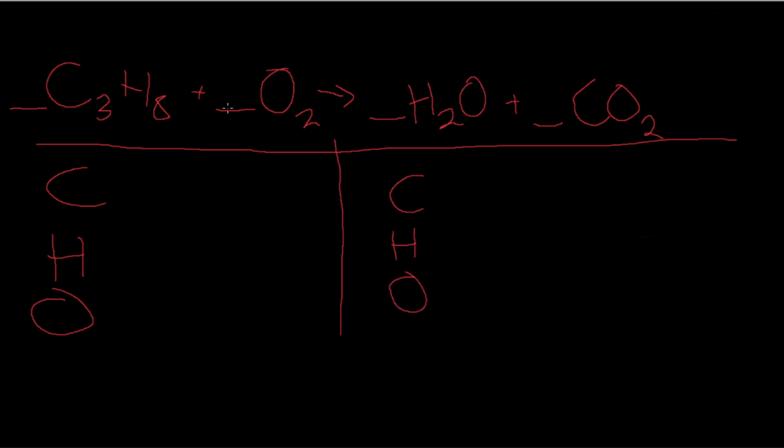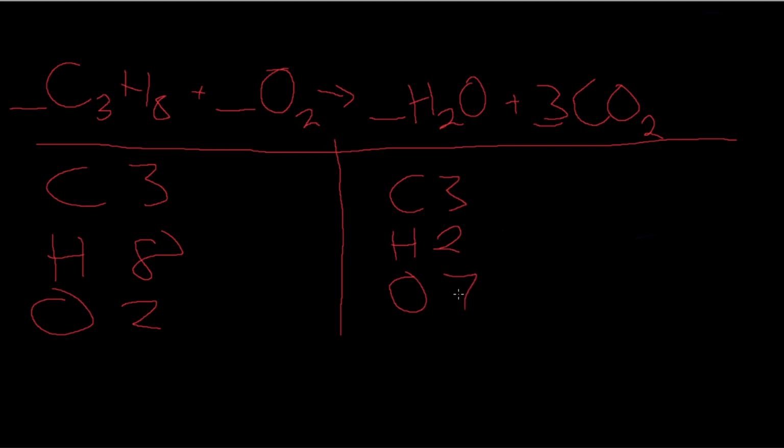on both sides. So over here we have 3, and then 8, and then 2. Over here we have 1, 2, and 3. So, what should we do first? I think we should balance our carbons. So that means we would put a 3 here, which would bring our carbon count on the right side up to 3, but it would also double our oxygen count, so it would be 6, 7.